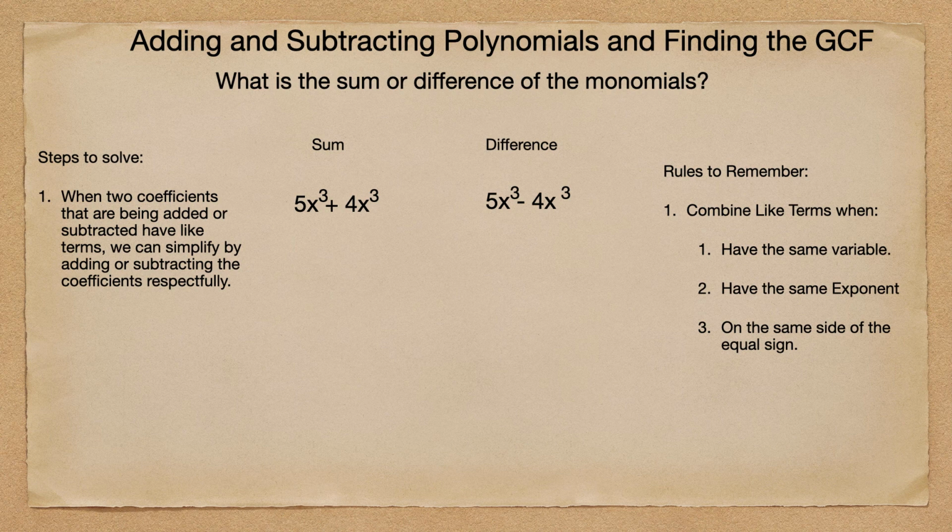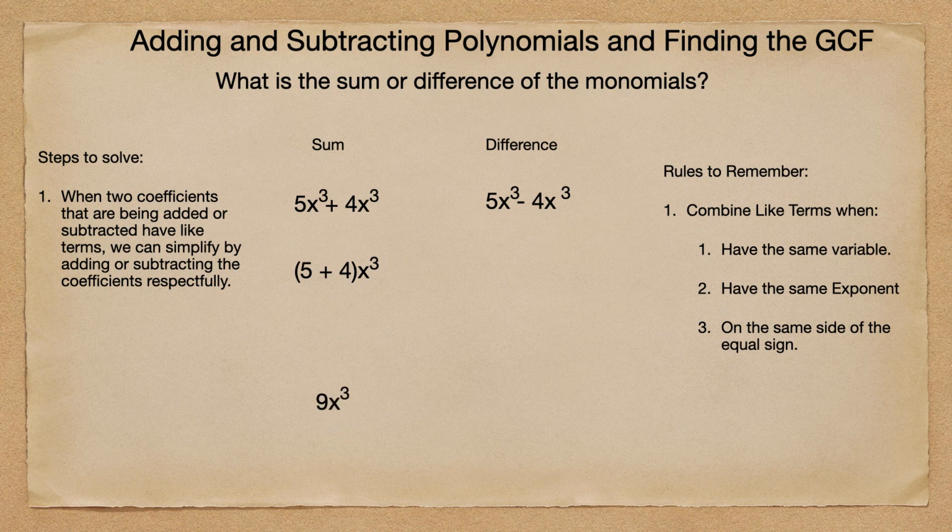So here on the left side we have the sum of 5x cubed plus 4x cubed. And when we have two coefficients that are being added or subtracted and they have like terms as the variable and the exponent and they're on the same side of the equal sign, we can simplify those coefficients. So here we have 5 and 4, which are going to be added, and we're left with 9x cubed.